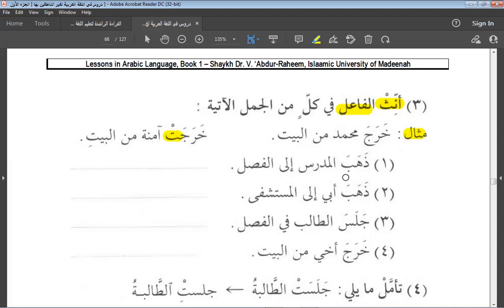So that is what we are just going to do. ذهب المدرس إلى الفصل. Please, let's try our hands on them. ذهب المدرس إلى الفصل. So you say ذهبت المدرسة إلى الفصل. So you just change the fa'il, the doer of the action. ذهب أبي. So you just change the أبي. ذهب, you make it feminine. ذهبت أمي. You change the الطالب. جلس الطالب. خرج أخي. You change the أخي.